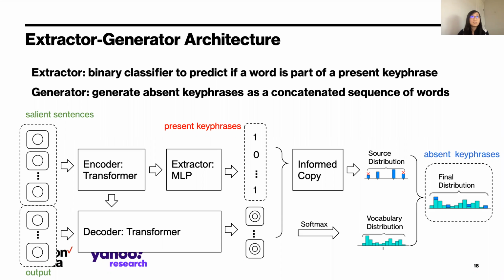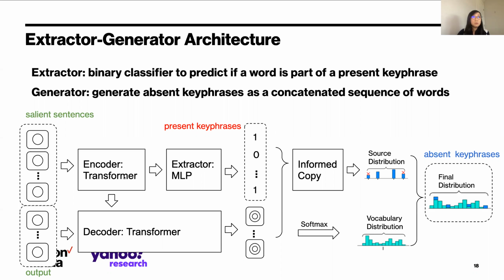So this is the architecture of our extractor and generator part. Again, the salient sentences as input will be presented as a list of words, and each word will be represented through the same embedding layer. Then these will go through a transformer-based encoder, and we obtain a representation for each word. Each word will then go through a multi-layer perceptron, a feed-forward network, to get a binary label to say if it's part of a present key phrase. From here, we will be able to identify the present key phrases.